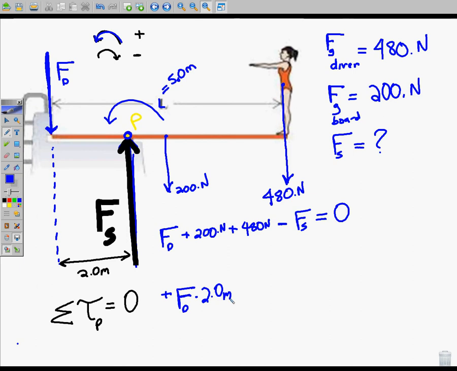That's the distance. Because if you take the line of action of the force to the pivot point, we need this distance right here. That's the perpendicular distance. And we said down here that that distance is 2 meters. That's given. It has to be in equilibrium.